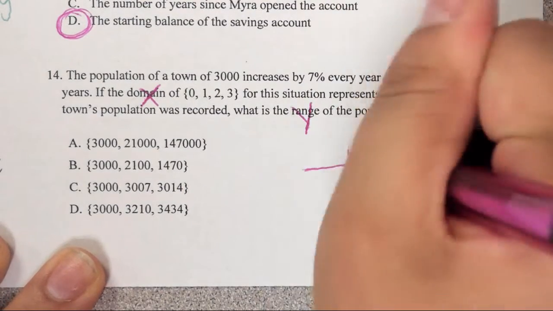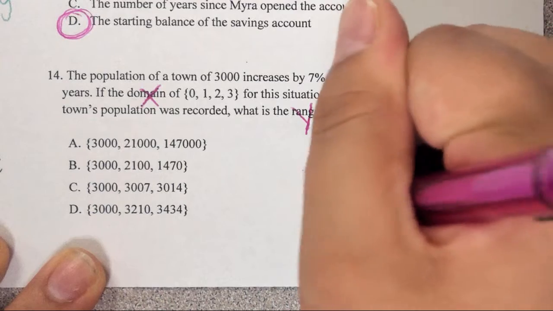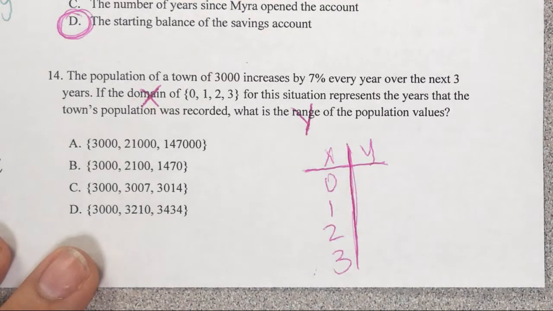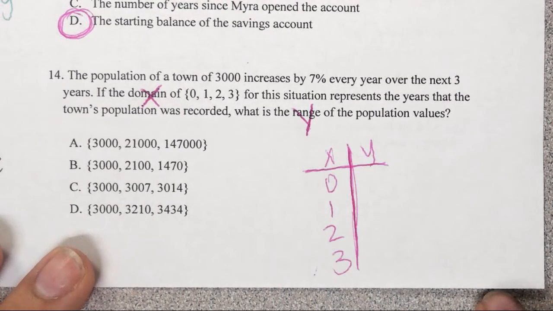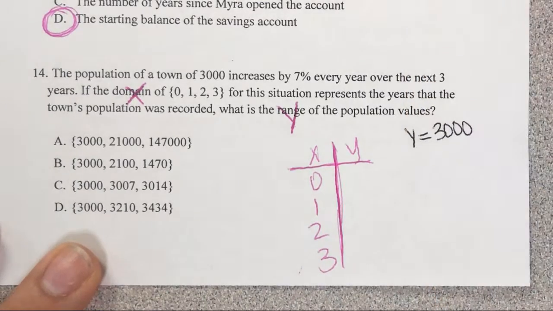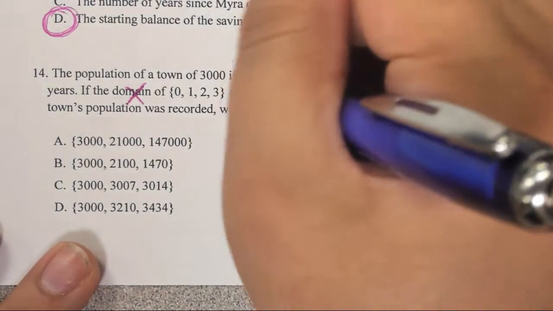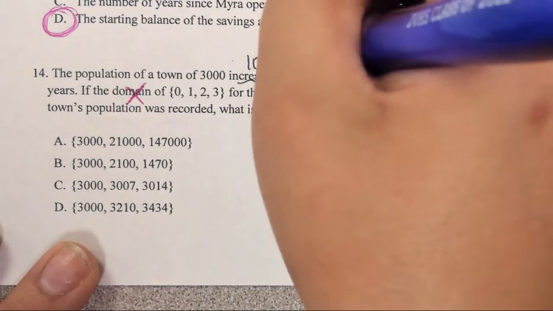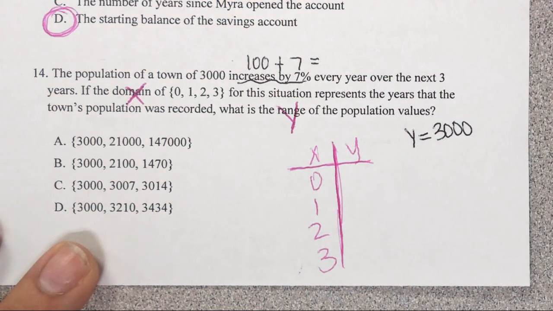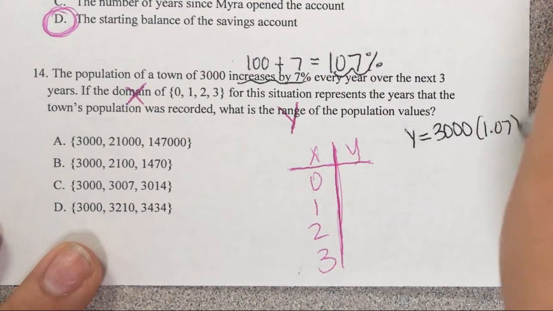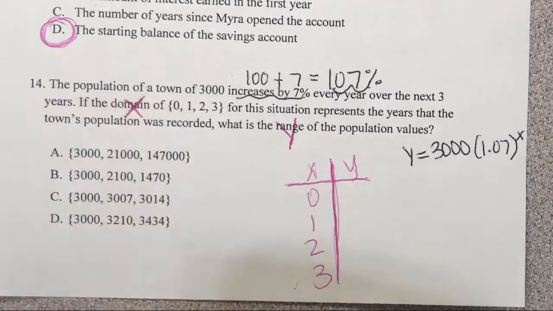Let's make a table. How can I fill in this table here? Okay, but in order to use the calculator, I have to put in an equation. So what would be my equation in y equals? Where do I start off at? 3,000. And what am I doing? Increasing by how much? 7%. So if I have 100% and I increase by 7, how much percent? 107, move it twice, it's 1.07. Let's put that in y equals.